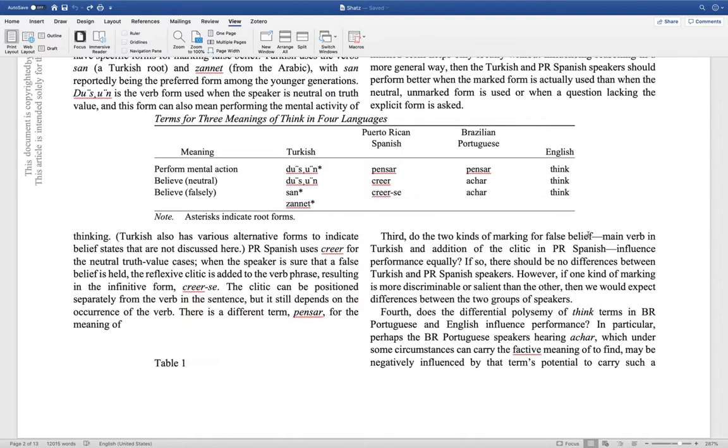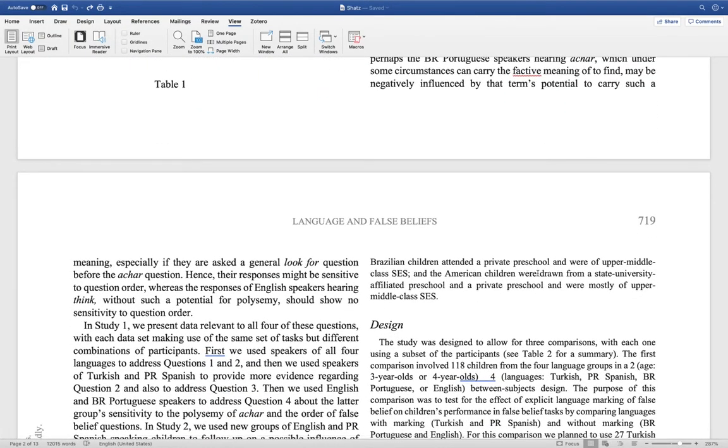In particular, perhaps the Brazilian Portuguese speakers hearing achar may, under some circumstances, carry the factive meaning of to find, may be negatively influenced by that term's potential to carry such a meaning, especially if they are asked a general look for question before the achar question. Hence, their responses might be sensitive to question order, whereas the responses of English speakers hearing think without such a potential for polysemy would show no sensitivity to question order.